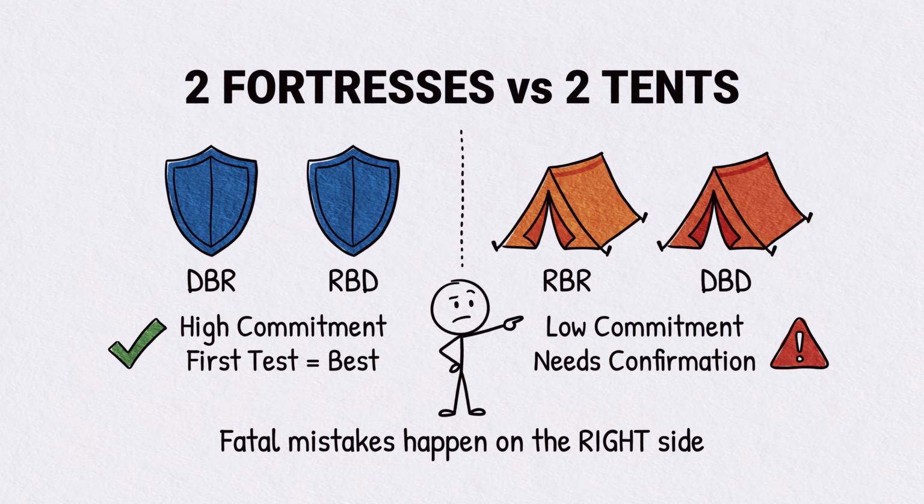DBR and RBD, the reversal pair. 2 fortresses, highest capital commitment, strongest probability, and the first touch, first test, remains the best opportunity. Those are the 2 fortresses. Now, on to the 2 tents. And this is where most traders make fatal mistakes.